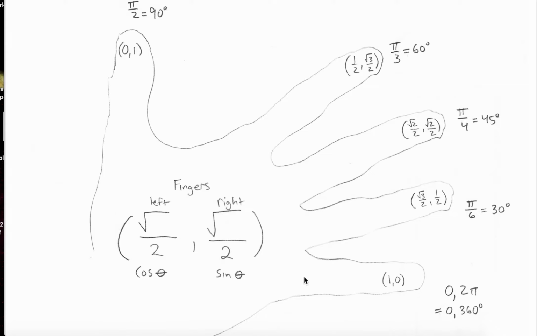The pinky would be on the x-axis. Ring finger is going up 30 degrees. Our middle finger is going to cut it in half at 45 degrees. Index finger is going to give us our 60-degree measure. And our thumb, if we point it straight up, that'll be the y-axis there at 90 degrees.